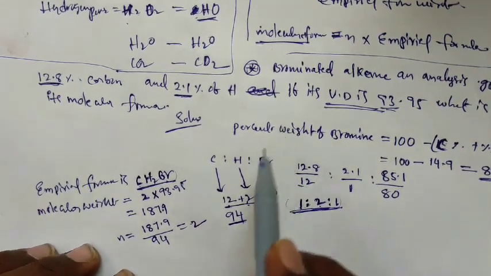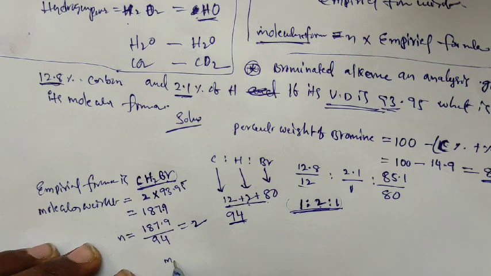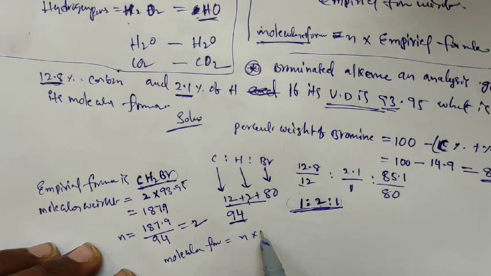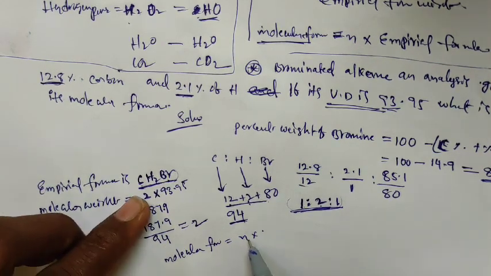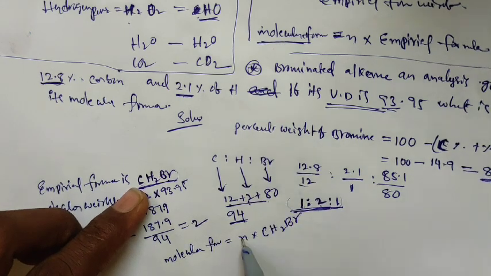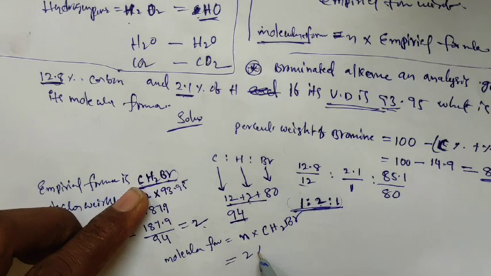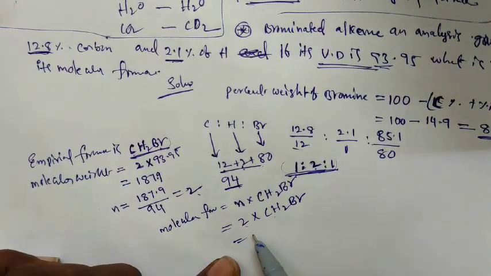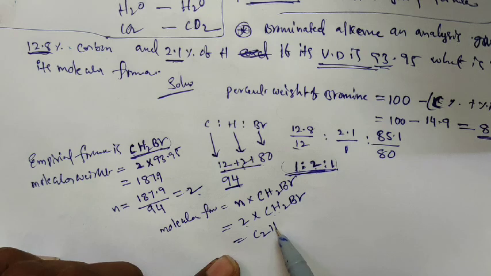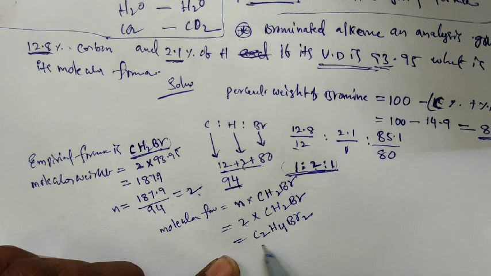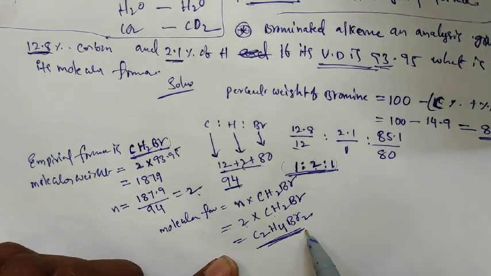Now we have one formula. Molecular formula we want means n into its empirical formula. N how much? N means 2 now. Empirical formula is CH2Br. Now 2 into CH2Br: 2 into C, C2. 2 into H2, 4. 2 into Br, Br2. C2H4Br2. This is the molecular formula of the given compound.